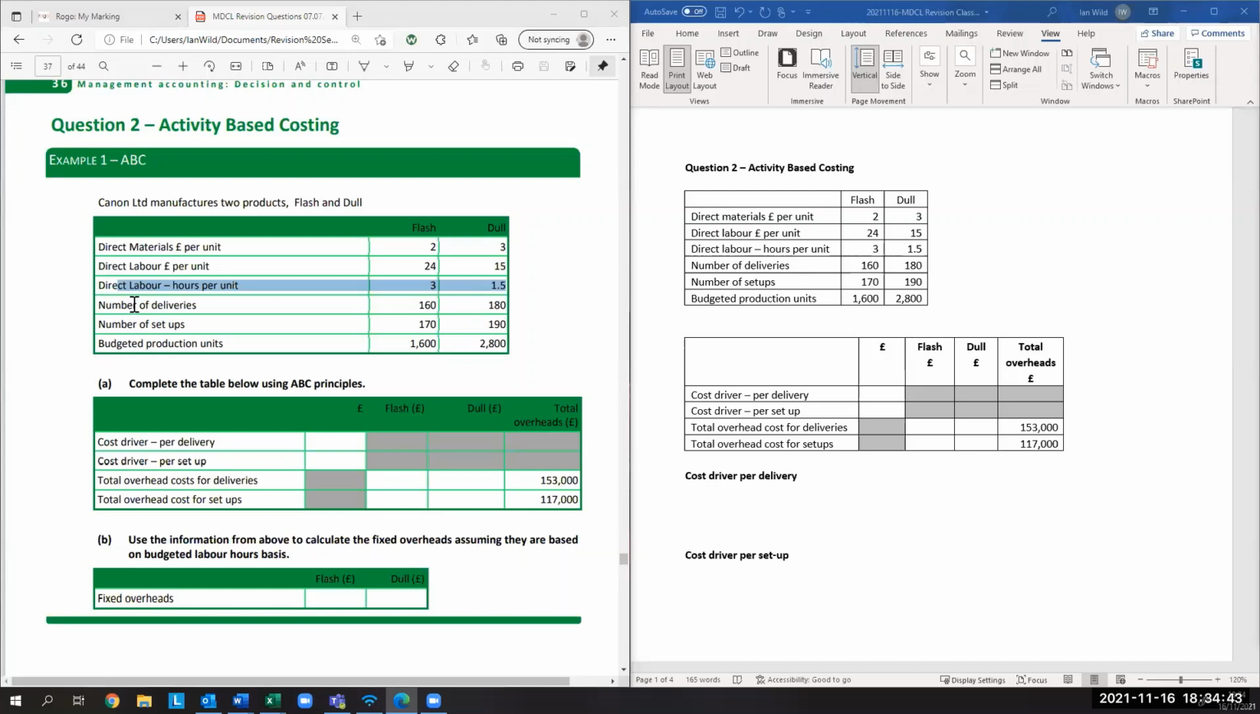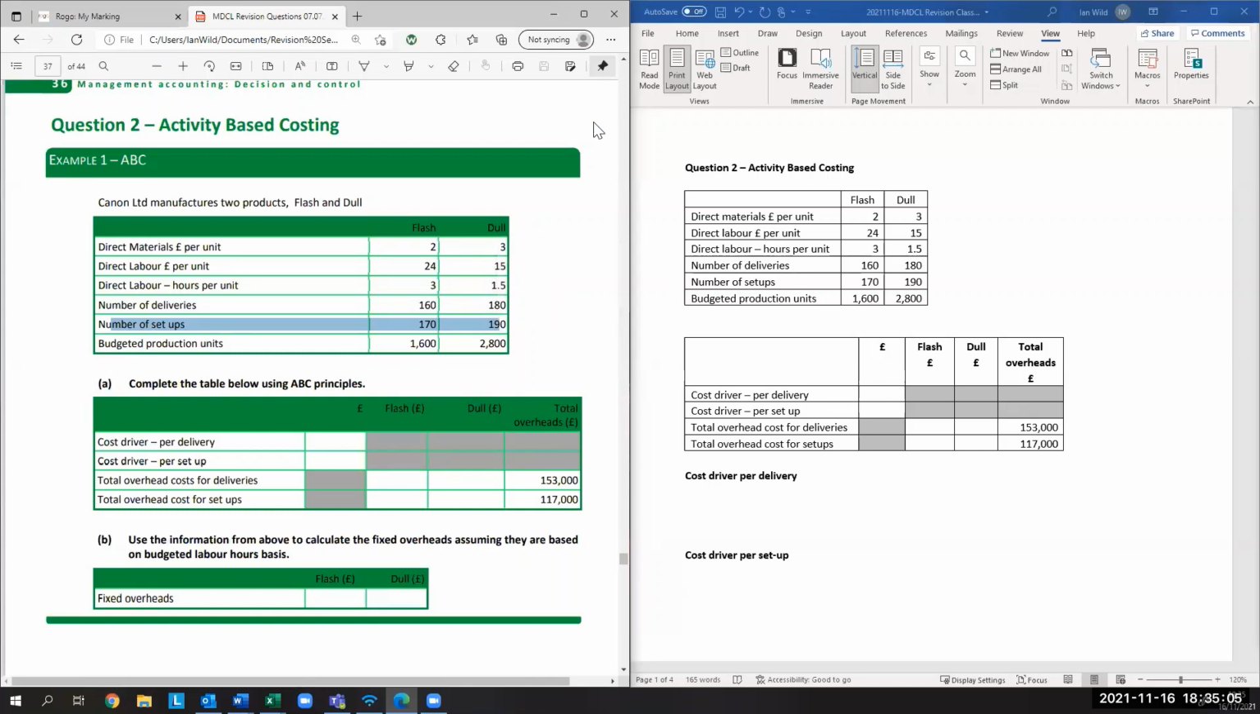However, what we're looking at now is the different pools and the different drivers. We're given the number of deliveries in each department. We're given the number of deliveries for Flash and the number of deliveries for Dull. We're also given the number of setups.